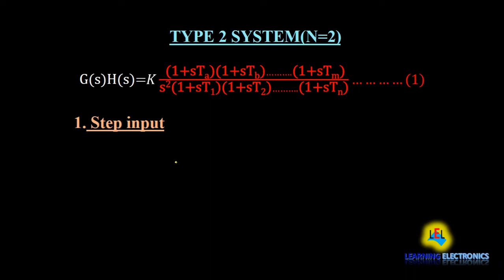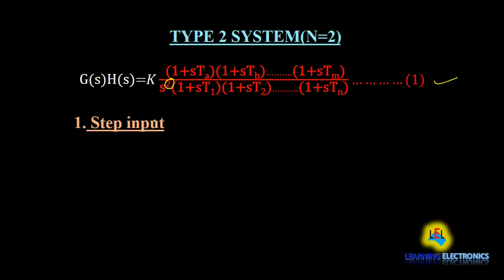Next one is the type 2 system. Here the capital N value is equal to 2. So in the open loop transfer function equation, when we put N is equal to 2, we get this type of equation. Here we can see that the power of s is 2. Therefore, the type of system is 2 here.